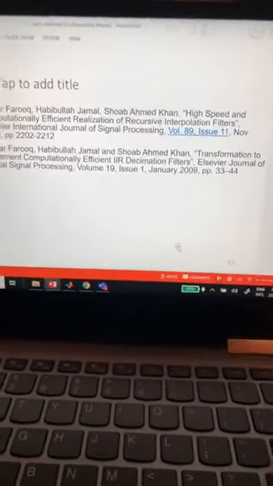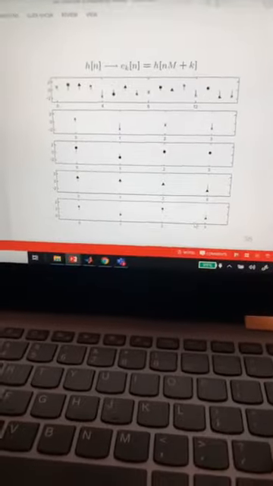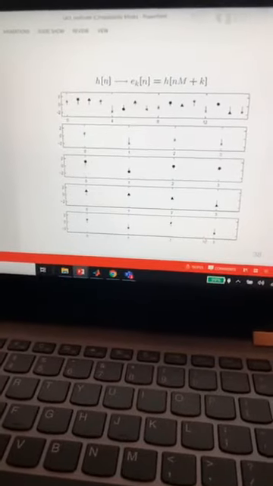This is the transformation to implement computationally efficient IIR decimation filters. He published it elsewhere. So it means that once you think that something is not possible and you try making that impossible possible, sometimes it happens that you can actually solve a problem which people believe cannot be solved, and sometimes it's such a trivial solution you find for removing that bottleneck or that hurdle.